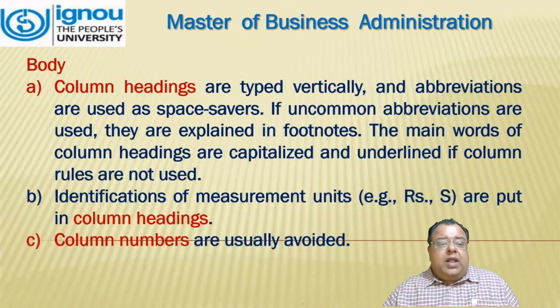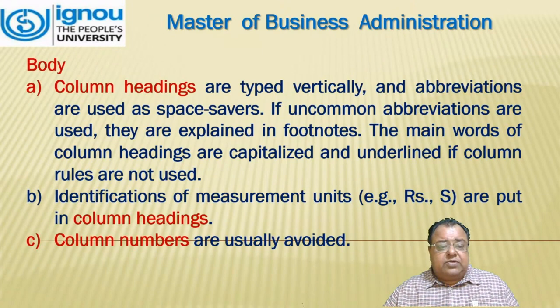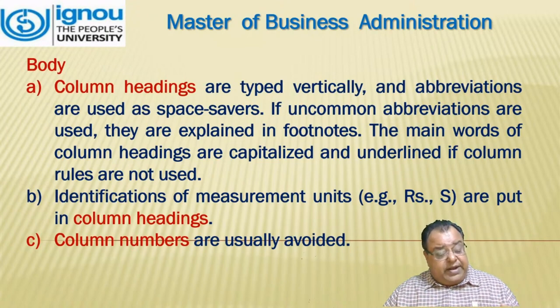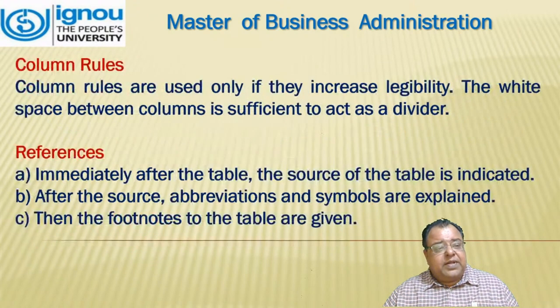Body. Column headings are typed vertically, and abbreviations are used as space savers. If uncommon abbreviations are used, they are explained in footnotes. The main words of the column headings are capitalized and underlined if column rules are not used. Identification of measurement units, that is rupees, dollars, are put in column headings. Column numbers are usually avoided.